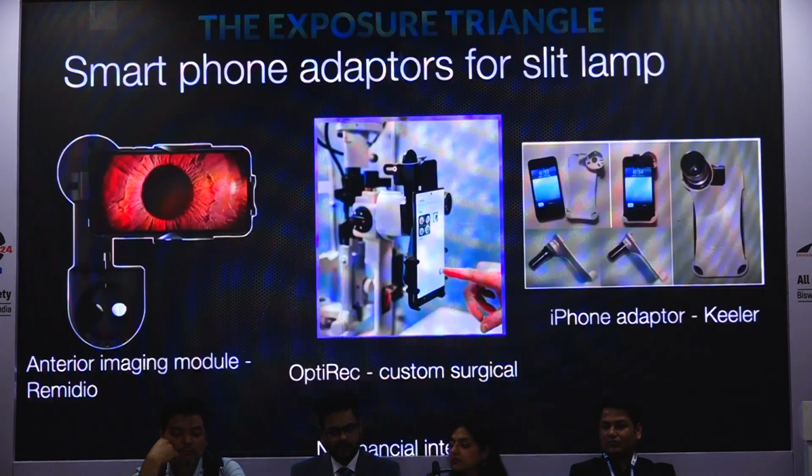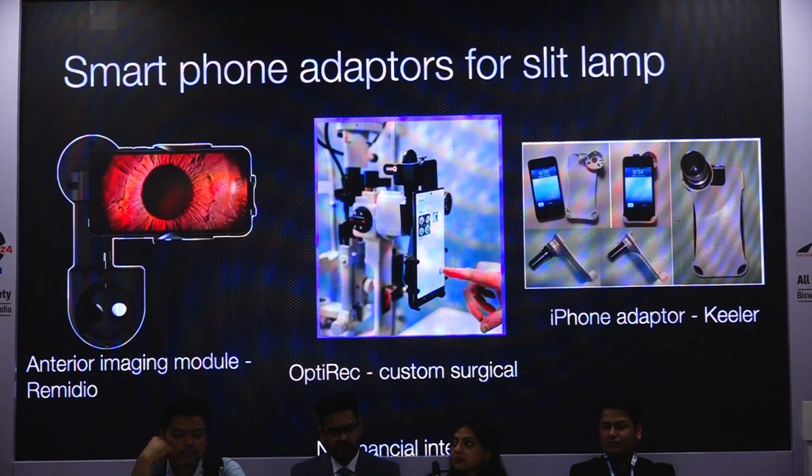As simple as that. There are multiple phone adapters now coming which can be attached to the slit lamp. No financial interest with anybody. Remedio has come up with a beam splitter which you can attach to the slit lamp between the eyepiece and the optical part, and that is actually only for the iPhone. They have some collaboration with Apple, so you can only use the iPhone which they provide. You cannot use your other phone, and it gives a fantastic image. But it also uses a beam splitter.